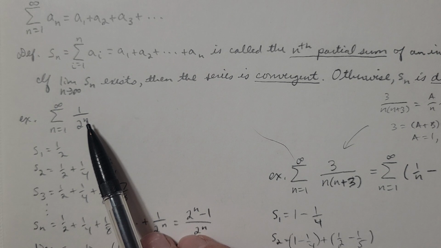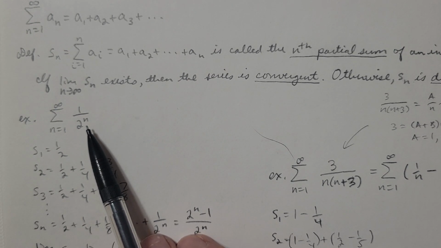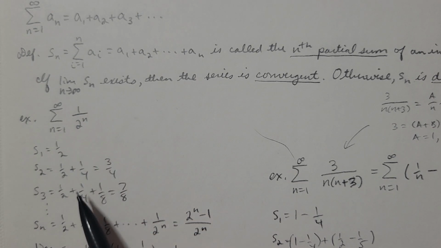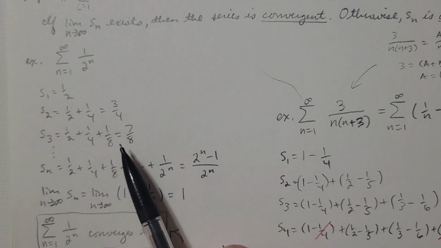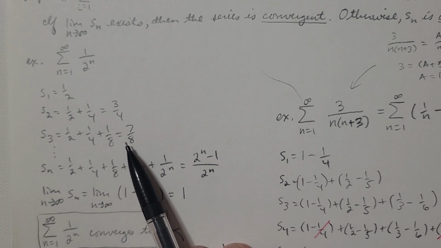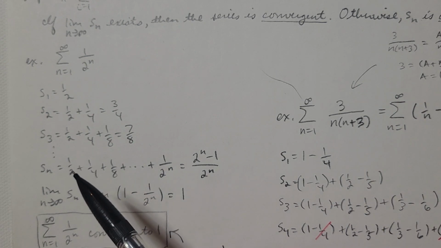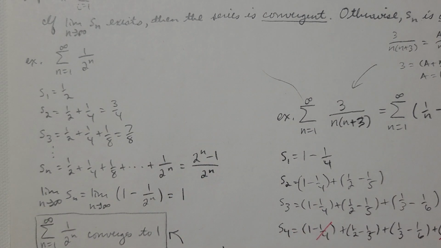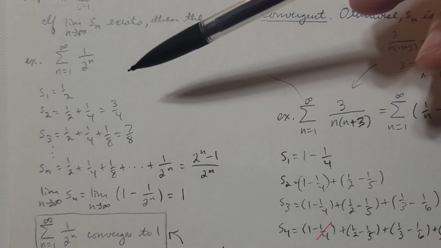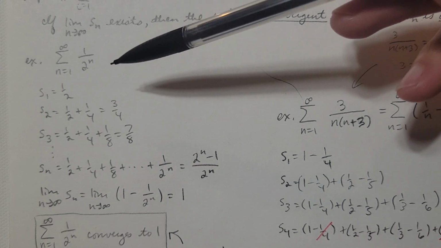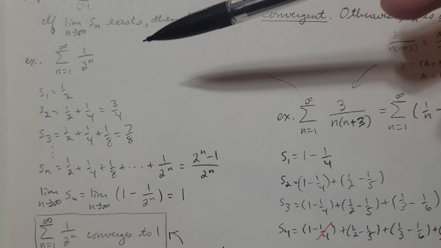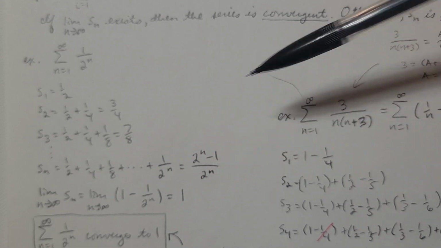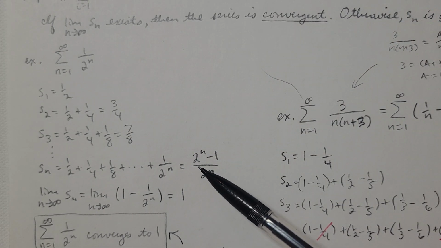When n is 3, I'm going to add up the first three terms. So I've got 1/2 plus 1/4 plus 1/8. 1 over 2 cubed is 1/8. And when I add up those three terms, I get 7/8. Okay, etc. S sub n would be where I add up the first n terms. Okay, so I've got 1/2 plus 1/4 plus 1/8 plus 1/16 plus etc. all the way up to 1 over 2 to the n power, whatever n is.